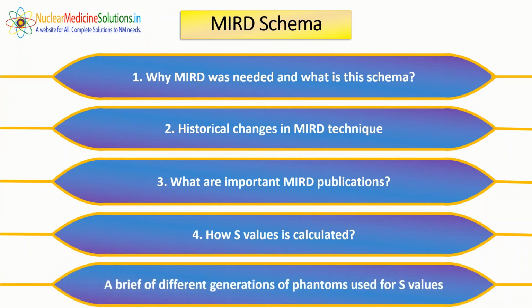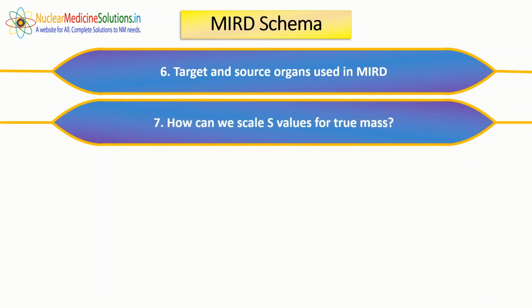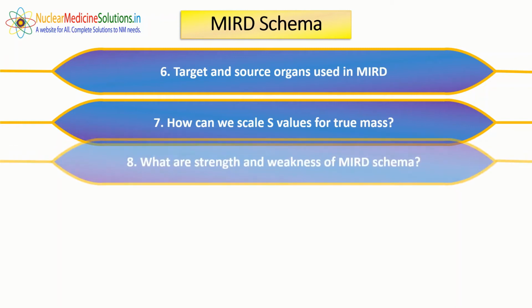We will see a brief discussion on the different generations of phantoms used for S value calculations. We will see what targets and source organs are used in MIRD, and we'll also see how we scale the S value for true mass, because MIRD uses fixed phantom masses of organs. So if we are going to do a patient individualized dose assessment, then how can we scale that to a true mass? That we are going to see in this presentation.